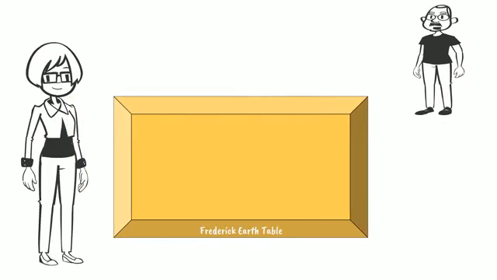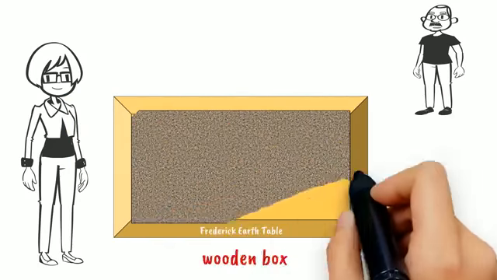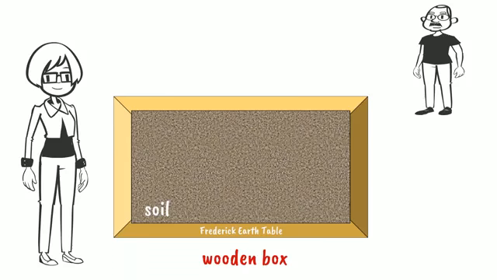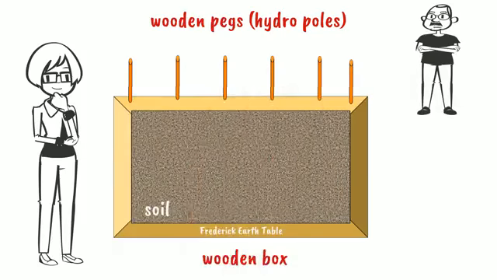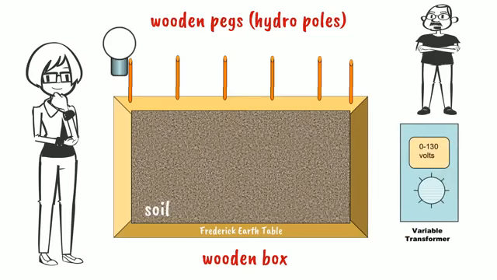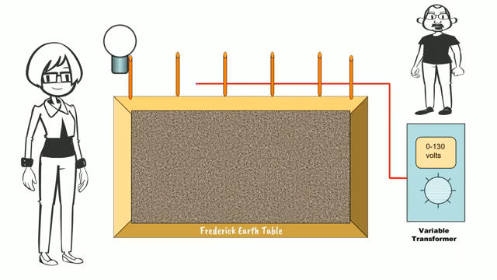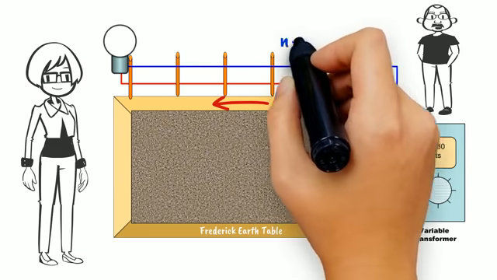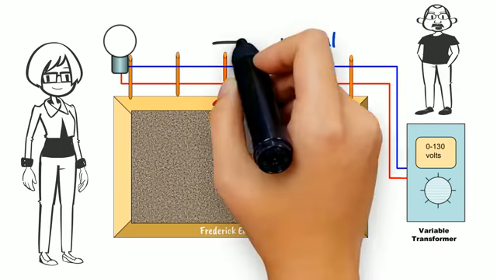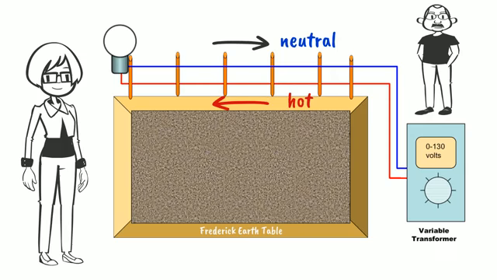I started with a wooden box to which I added potting soil, slightly moistened. I then added wooden pegs and attached an LED bulb to the last peg. Next I took a variable transformer that allows me to increase the voltage. I then connected an electrical wire to the transformer, and to the light bulb. The wire in red is the hot wire. The wire in blue is the neutral wire that completes the circuit.